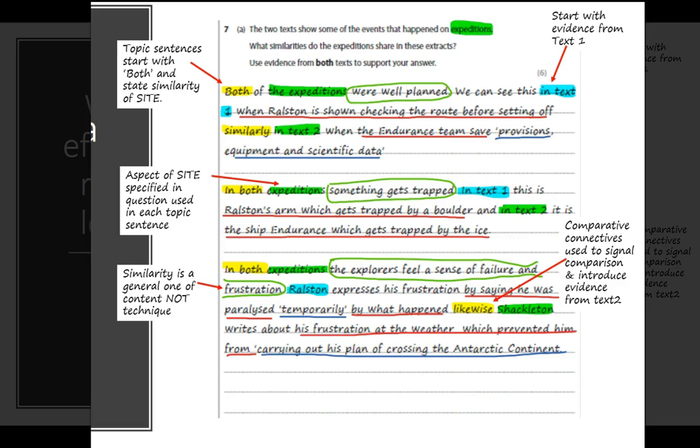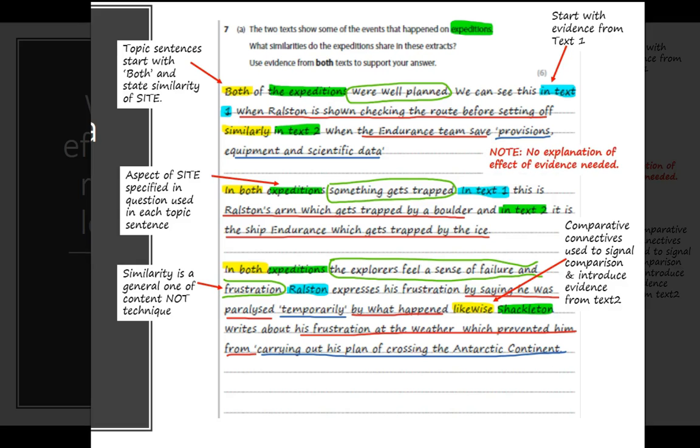Again, you need to refer directly to the text, either by naming it as text 2 or naming the writer, so that the examiner is clear that you're talking about the other text. And you then need to provide your evidence, which again can be either direct quotation, paraphrasing or referencing. Okay, so you can see the way that that is working in there.